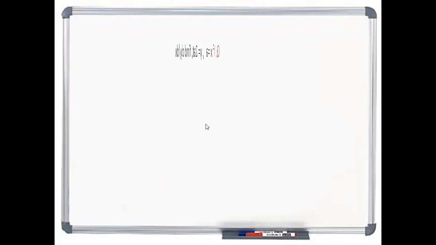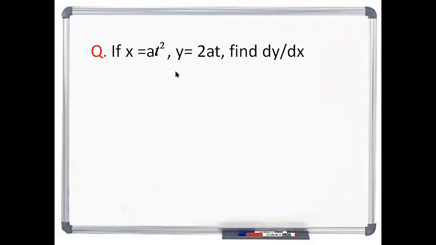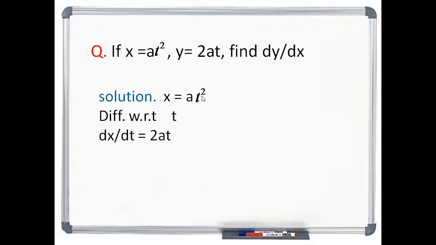Now we take one question based on this parametric form. If x equals 8t square, y equals 2at, find dy over dx. Solution: x equals 8t square. So we differentiate this function with respect to t. The derivative of 8t square is 2at.